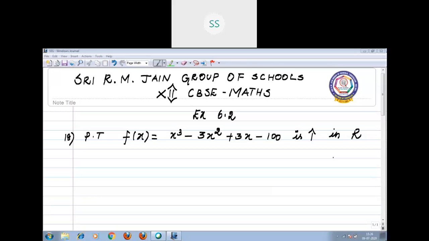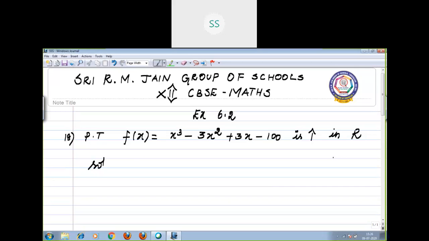Prove that f of x equal to x cube minus 3x square plus 3x minus 100 is increasing in R. That means you want to show the derivative is greater than or equal to 0.